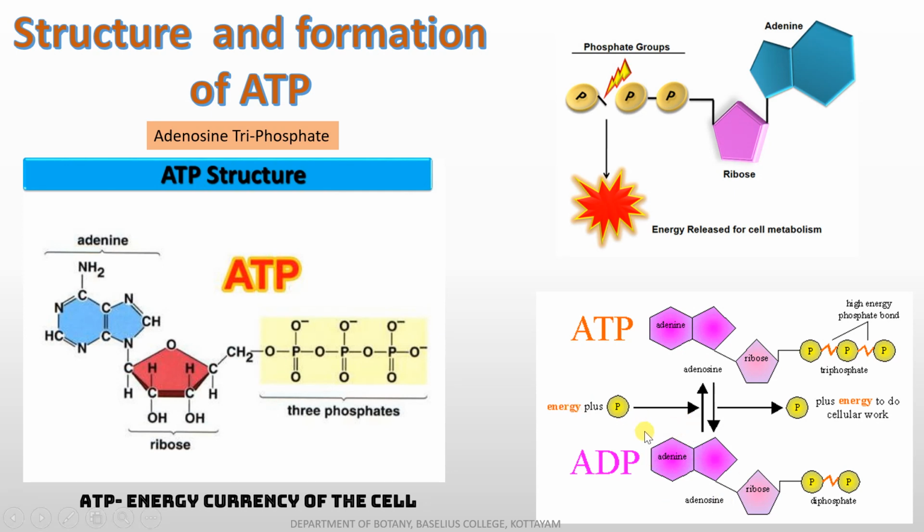When exergonic reactions take place, exergonic reactions meaning reactions which are accompanied by an energy flow or energy release, in such conditions sufficient amount of energy is released to the system. ADP then combines with a phosphate and forms ATP. So this extra phosphate is attached to this position and it forms ATP.